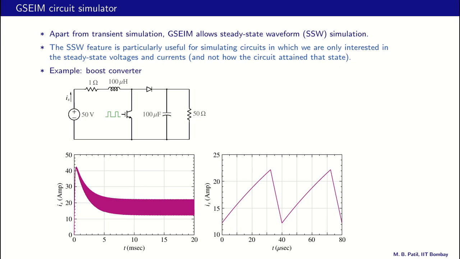Now if we compare this 40 microseconds with this 10 milliseconds, obviously the transient simulation involves a lot more work, a lot more time. Now in this particular case, the circuit is small and it may not really matter, but if the circuit is larger, then the CPU time that it takes for transient simulation can be substantial.